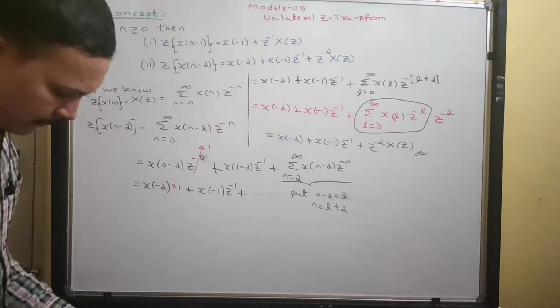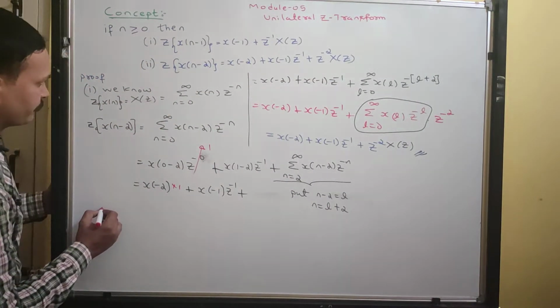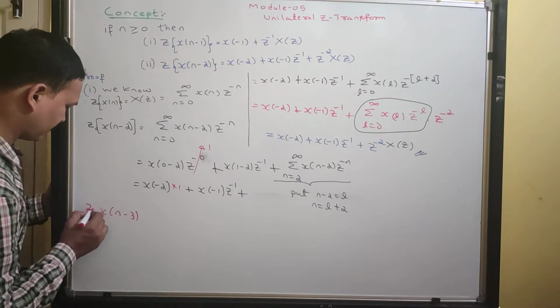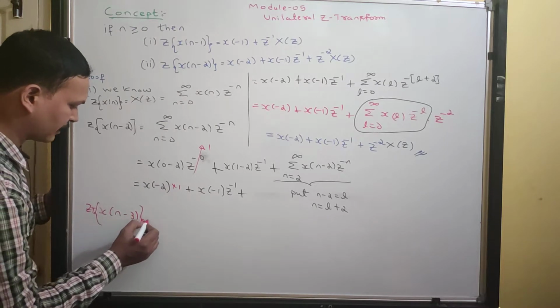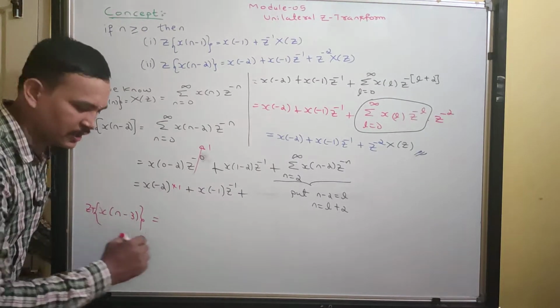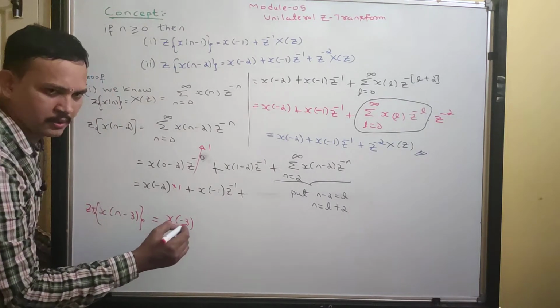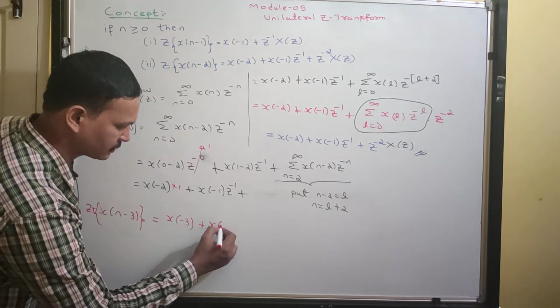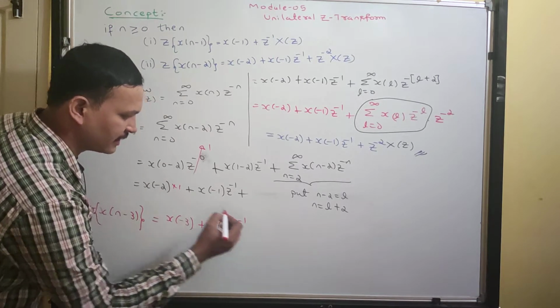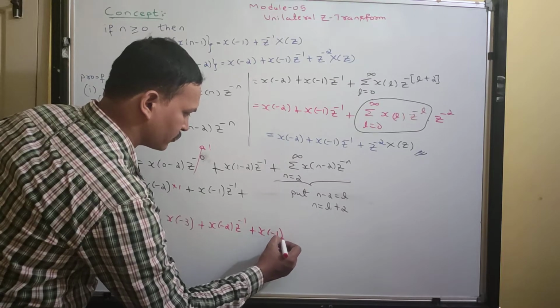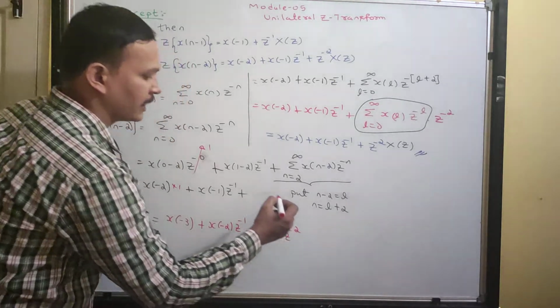Now look here. Now you should say what you can write for x of n minus 3. What is the z transform? Right, apply the unilateral concept to x of n minus 3. Look here. First you write x of minus 3, then plus x of minus 2 z inverse. Then plus x of minus 1 z power minus 2.